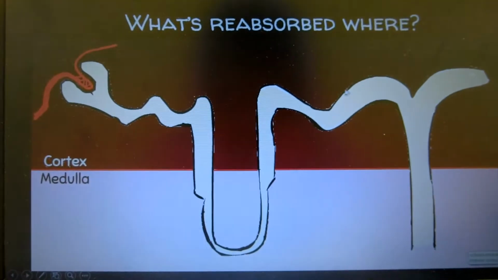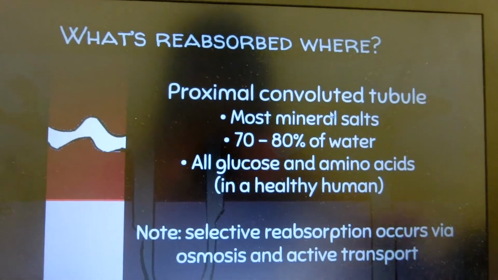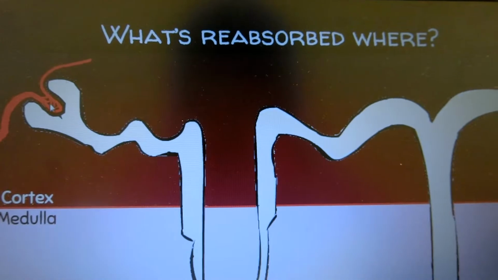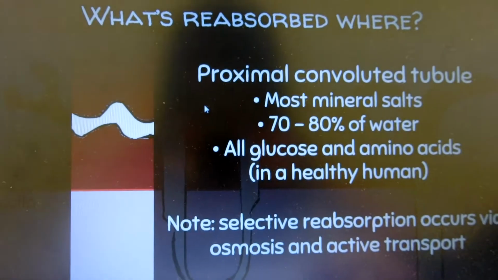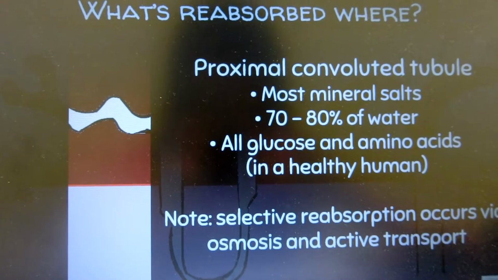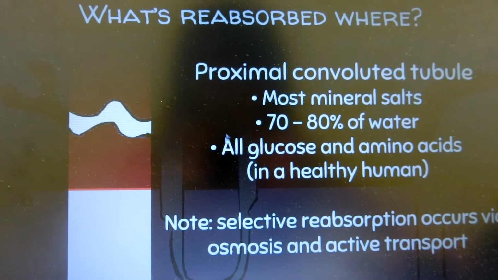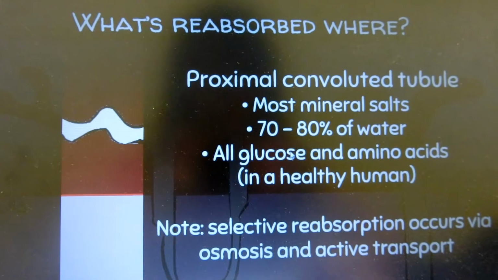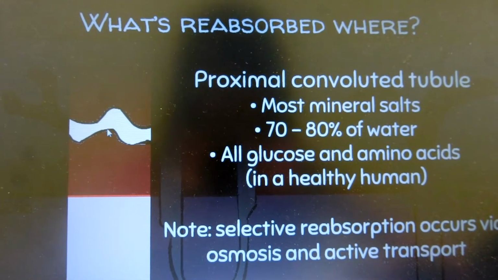Okay, so this is a recap of what's reabsorbed where. Selective reabsorption mainly occurs after ultrafiltration has occurred, that means after this particular portion. So it starts from your proximal convoluted tubule. At your PCT, most mineral salts, most water, and all your glucose and amino acids are reabsorbed here. So in a healthy person, all of the glucose and amino acids are reabsorbed here.